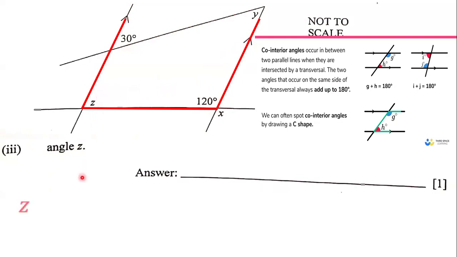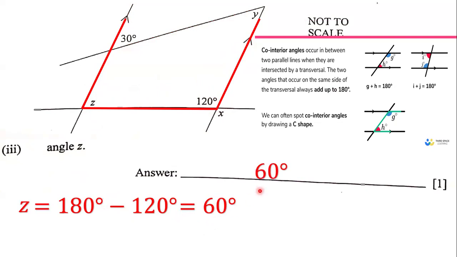So if we want to determine the size of angle Z, we have to do 180 degrees minus 120 degrees. And 180 minus 120 is definitely 60 degrees. And so that means that angle Z is 60 degrees, because co-interior angles add up to 180 degrees.